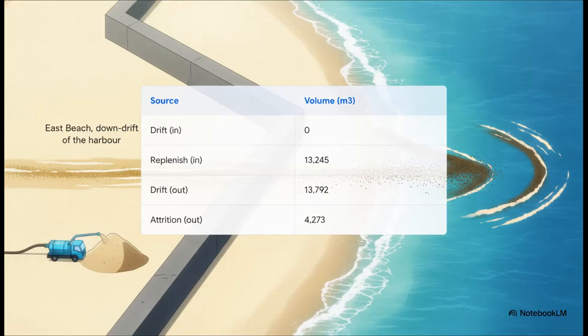But hold on, look at this stark contrast downdrift of the harbor at the East Beach. Check out that very first row under inputs. Longshore drift in, 0, none. That breakwater blockade is 100% effective. The only input this beach gets at all is the 13,245 cubic meters of artificial replenishment. Meanwhile, longshore drift just continues to pull sediment out and away to the east, alongside natural attrition, resulting in over 18,000 cubic meters of outputs.